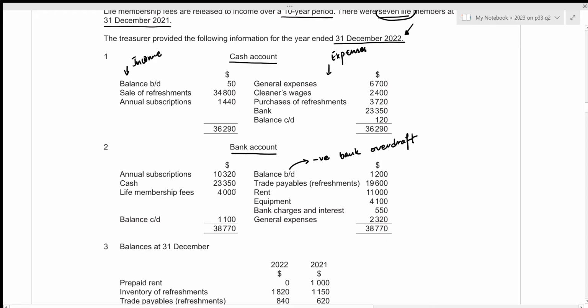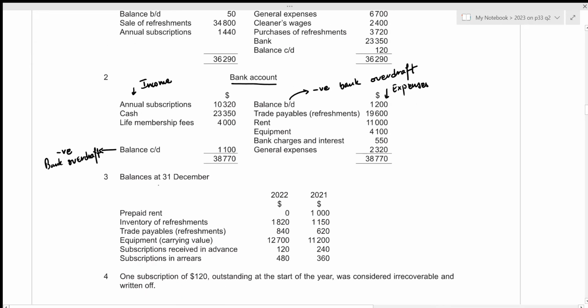Let's take a look at the closing balance. Again, it's on the opposite side. So this also represents a negative balance, which is the bank overdraft. And the format is the same. For our debit side, this will include all of our incomes. And on our credit side, this will include all of the expenses. Then we have been given the balances at 31st December for 2022, which is our closing balances, and for 2021, which is the opening balances.